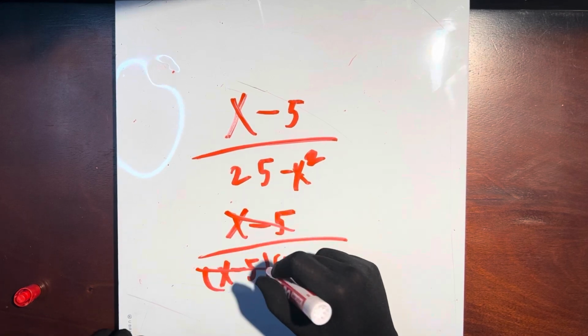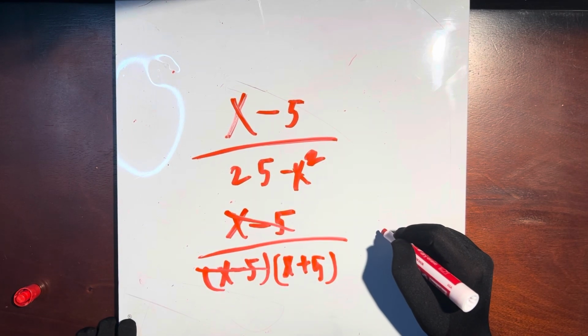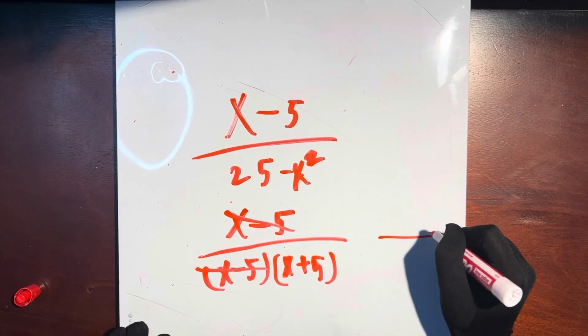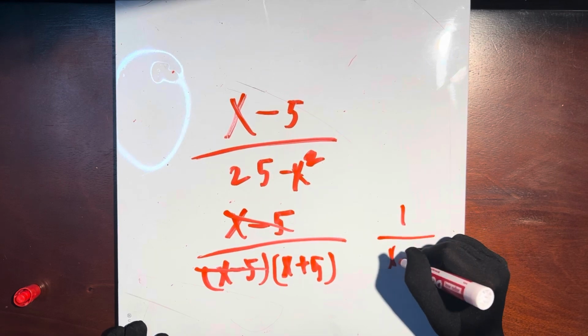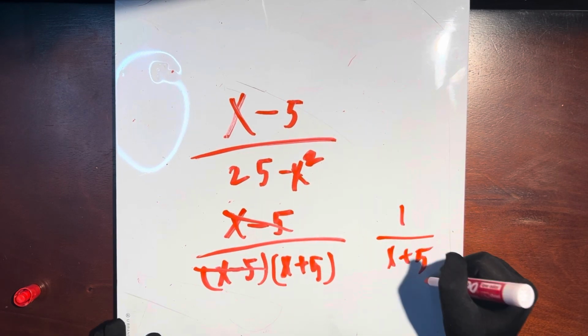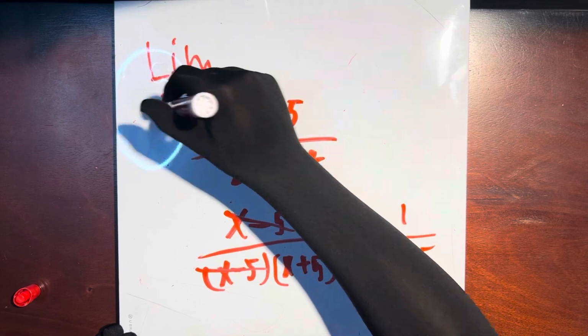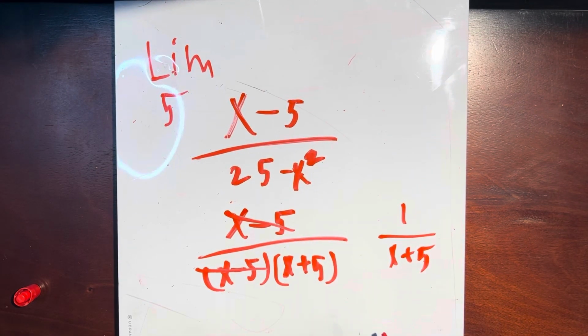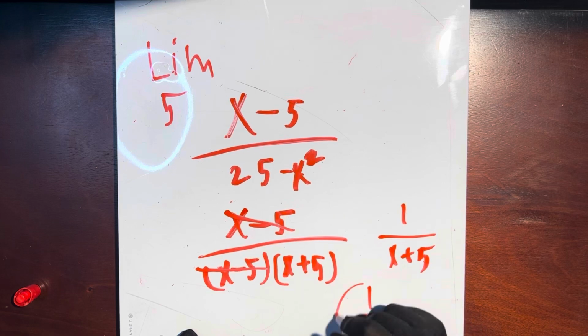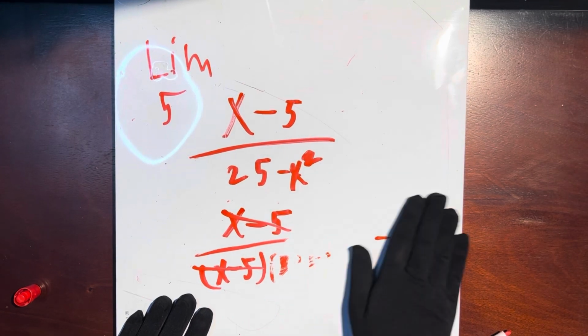And then you would cross it out and have it come out to 1 over x plus 5. Not to forget, our limit in this equation would be 5. So 5 plus 5 is 10, 1 over 10 being our answer. The next one is a little bit more tricky.